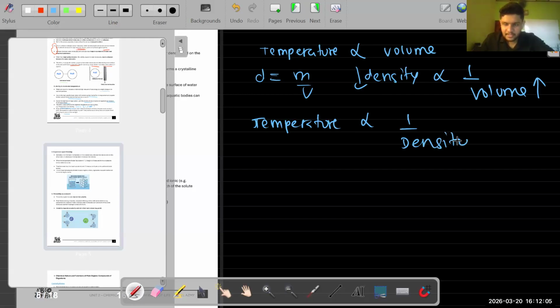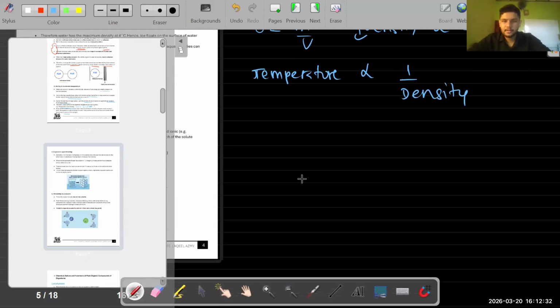Can you understand this? This has some sort of physics in it. Can you try to understand this? Temperature is directly proportional to volume. Volume is inversely proportional to density. So temperature is inversely proportional to density. Right? You can understand that, right? Good. Now if you understand this, now this is the thing.